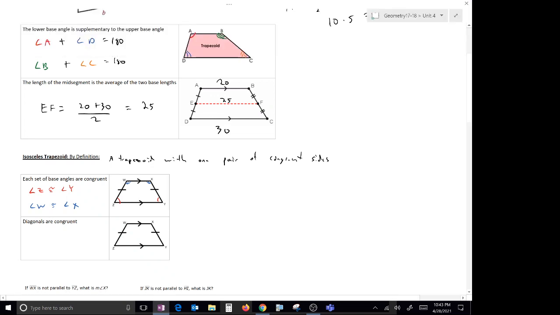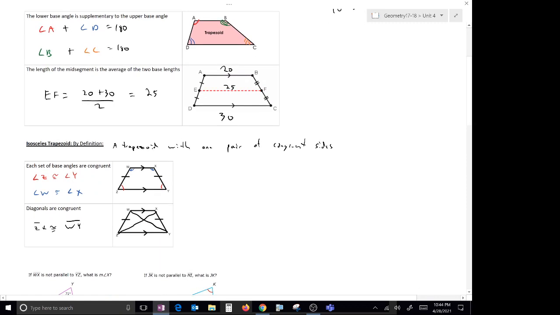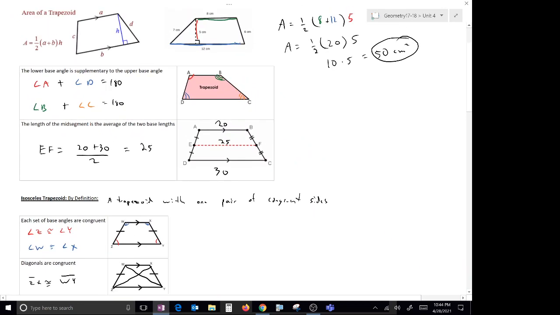The last property of isosceles trapezoids would be that their diagonals are congruent, just like a rectangle's. So ZX would be congruent to WY in this case. Okay, and that's our trapezoid section.